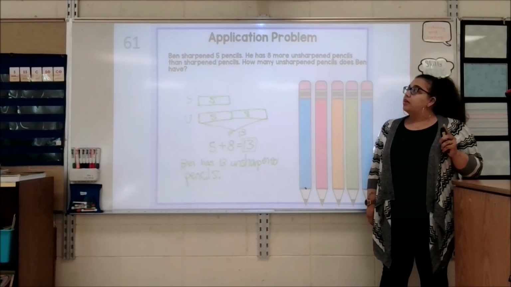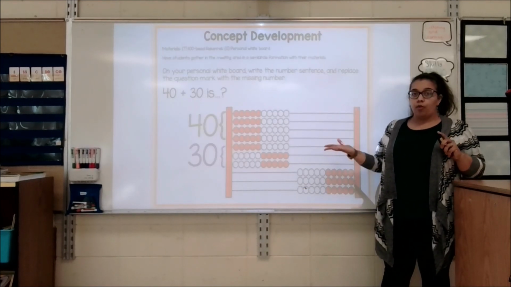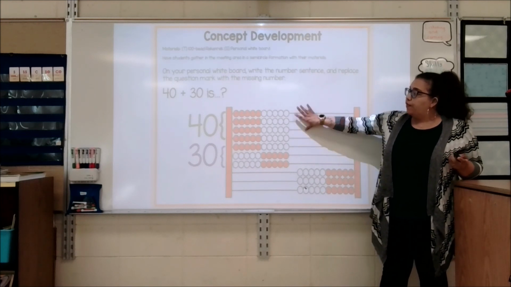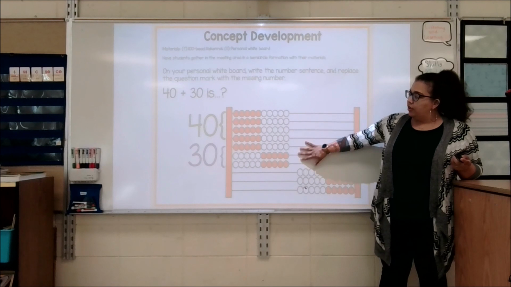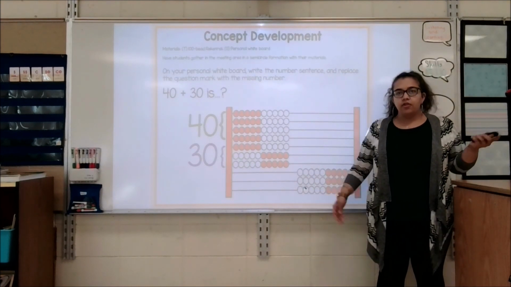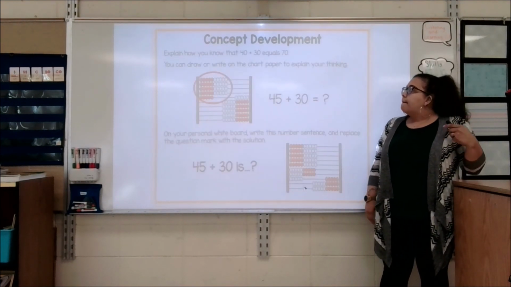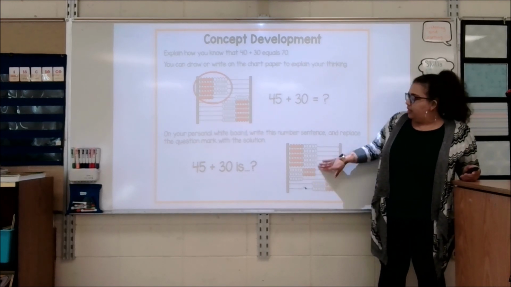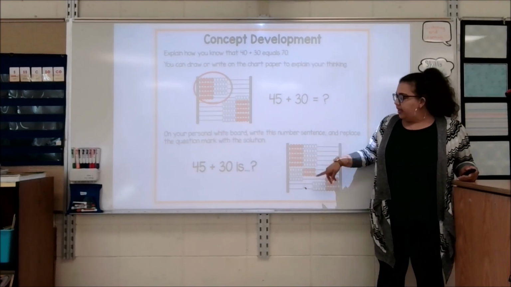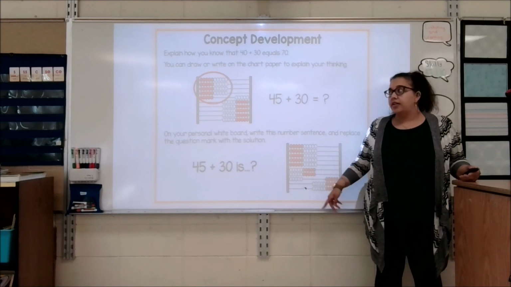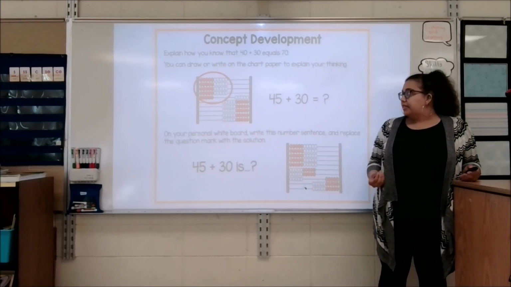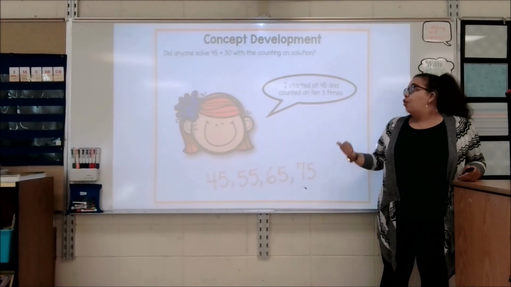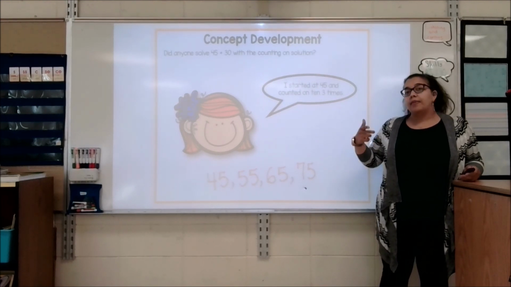All right, so now we are ready to get into what we're working on today, and that is we're adding. So say they had 40 and 30, well, that's 7 groups of 10, so that's 70, right? But what if I had 45 and 30? Well, it would still be all these 10s, but I still have 5 ones. So it would be 75. Good.